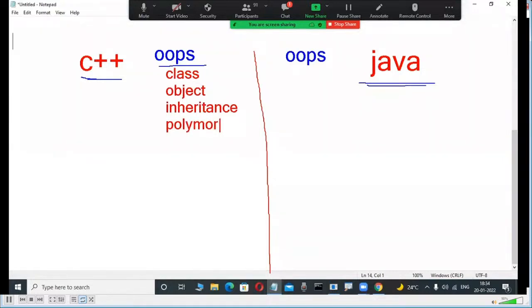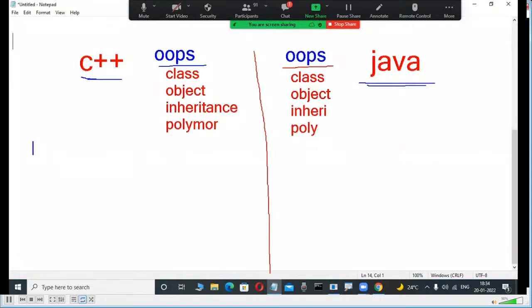Observe here. Same in Java also: OOPS concepts, what is a class, what is an object, what is inheritance, what is polymorphism. So many concepts are there. Conceptually, class, object, inheritance and polymorphism are the same in C++ and Java, along with encapsulation and binding. But observe here, anybody guess it.